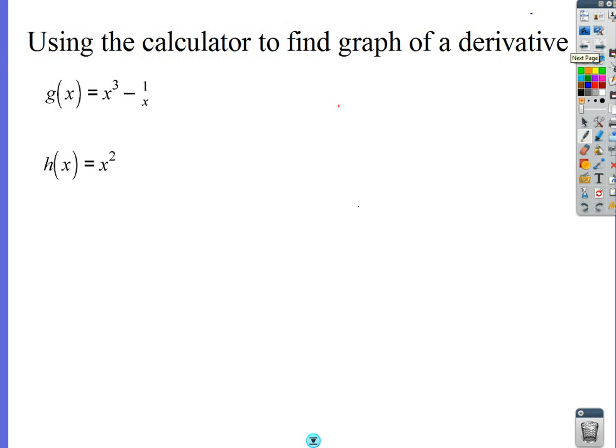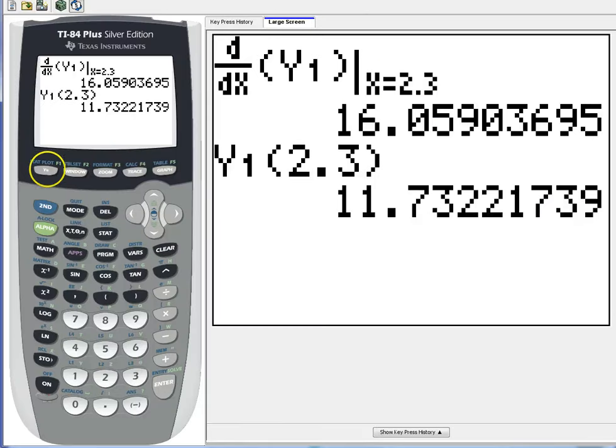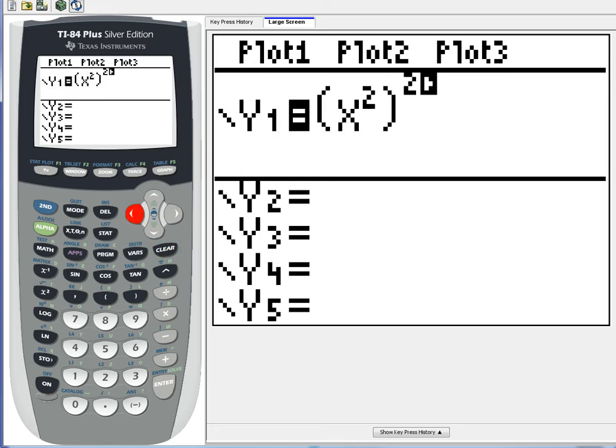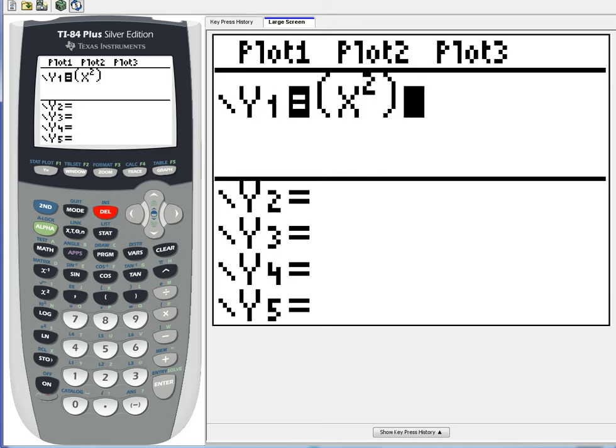So this one says, now I can not only use my calculator to find the derivative at a point, but I can now use it to graph a derivative. Okay, I want to do x squared. So let's go ahead and put that into my calculator real fast. I go to y equals. I'm going to clear this and enter x squared. There we go. Enter.